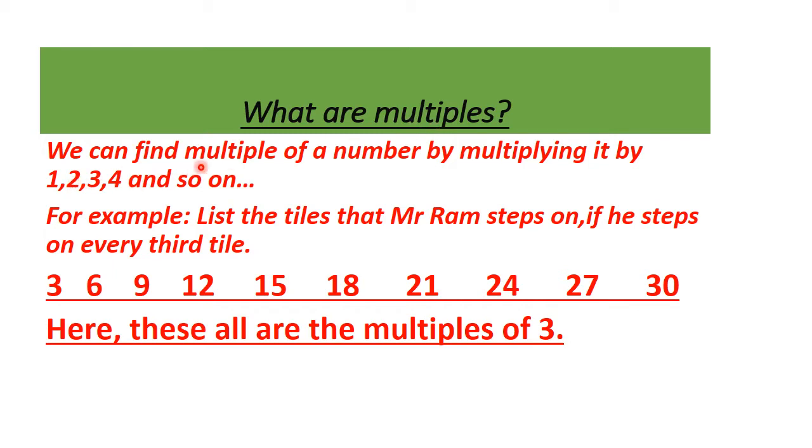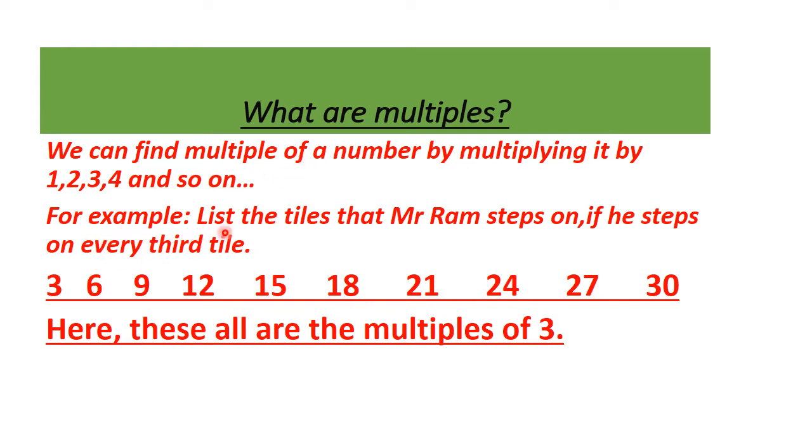So children, we can find a multiple of a number by multiplying it by 1, 2, 3, 4, 5, 6, 7, 8, 9, 10 and so on. So the multiples of a number can be found by multiplying the number with the counting numbers. I hope this much is clear.